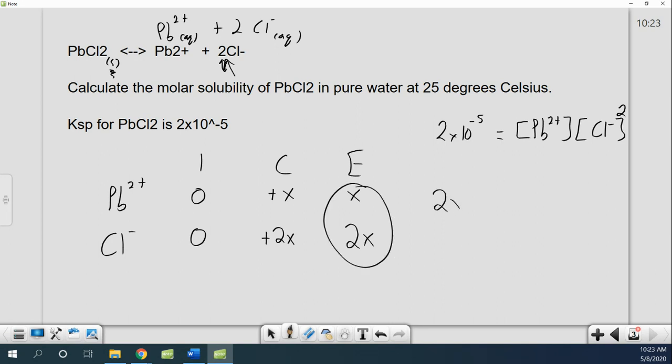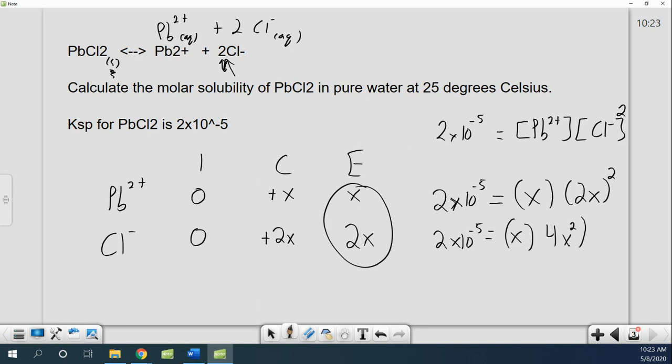So let's do it. Pb2+ was an x. Oh, whoops. 2 times 10 to the negative 5 equals x times (2x) squared. All right, let's do a little bit of algebra here. x times (2x) squared is just 4x cubed, which means 2 times 10 to the negative 5 equals 4 times x times x squared, which gives me x cubed. I've got no numbers there, so the 4 stays the same.